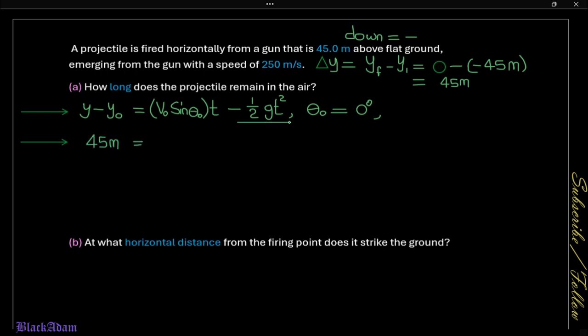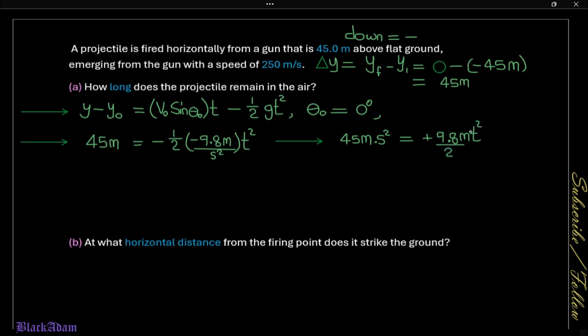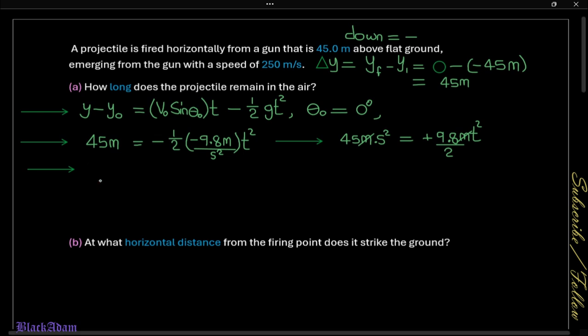So we now have an equation with the first term not existing, and we put in the distance, which is 45 meters positive, giving us negative half, and then g is negative 9.8 meters per second squared, multiplied by time squared, which is what we want to calculate. So we make t our subject and solve for t. We have 45 meters equals 9.8 meters per second squared multiplied by t squared, divided by 2.